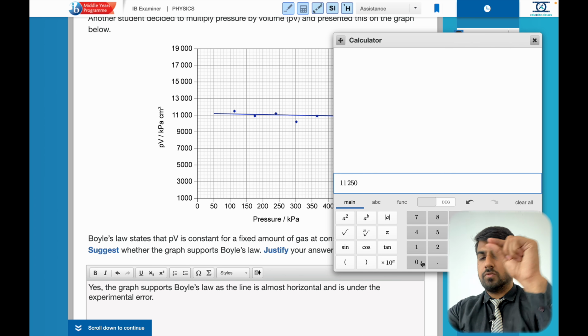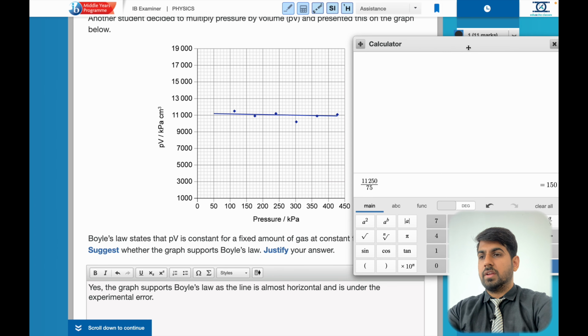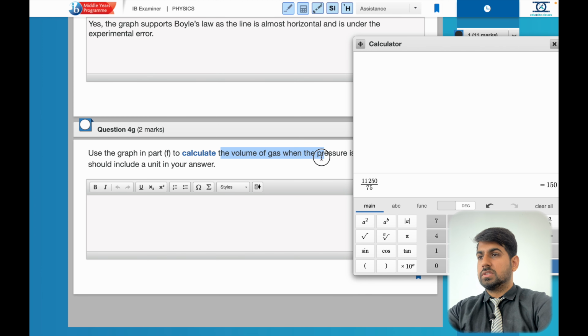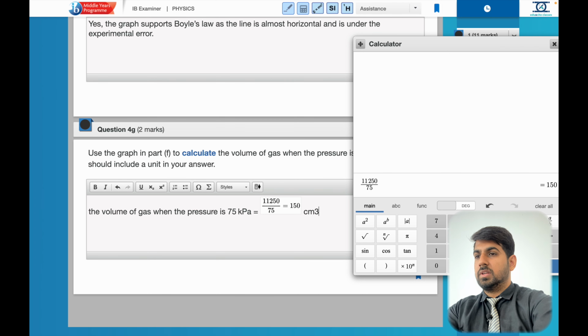So 11,250 is the value for the pressure times volume, and PV is equal to this much, and pressure is 75, and this is in kilopascal centimeter cube, and this is also kilopascal. So kilo and kilo will get cancelled, so divided by 75, your answer comes out to be 150. So 150 centimeter cube, right? So we can say the volume of the gas when the pressure is 75 kilopascal is 150 centimeter cube. Make sure you write down the units, otherwise you will lose your marks.